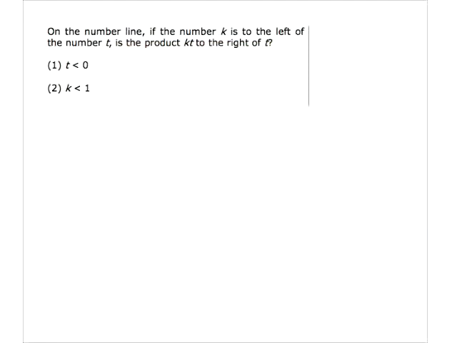Most of you got it right, so we will do it quickly. Statement 1, we know that k is less than t, but we also know that t is less than 0. So on the number line, we have 0, we have t, and we have k. This is not a scale diagram, but it has to be in this order at some position. So tell me something about kt.